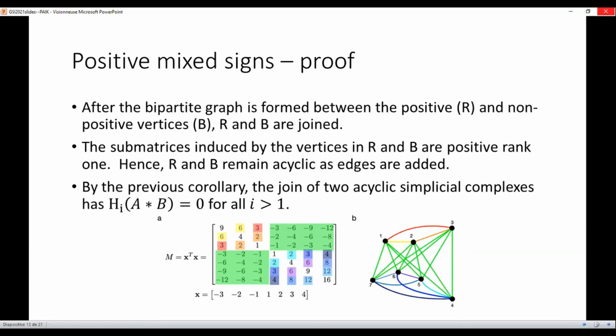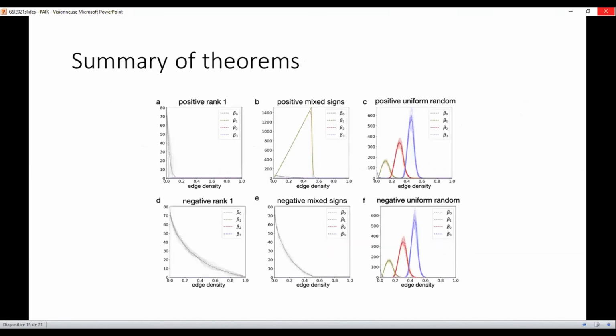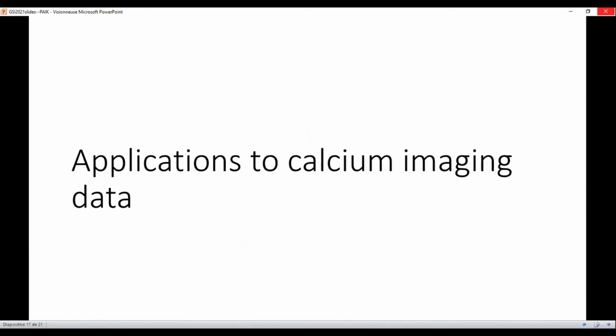So this is a clear application of the Mayer-Vietoris sequence, and then you get that the entire simplex or complex is contractible. And that will prove the negative mixed signs case. So there's a summary of the theorems. And so now we're going to apply it to calcium imaging data.